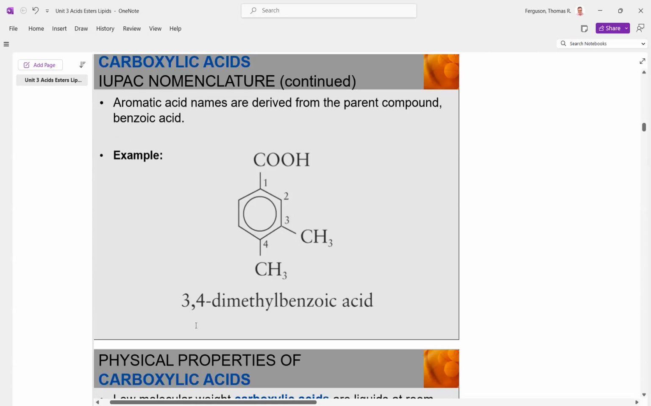As far as benzene is concerned, we're going to be naming them off of benzoic acid. And there will be branches off of that. Carbon number 1 is always where the functional group is on the benzene ring. It's always number 1.